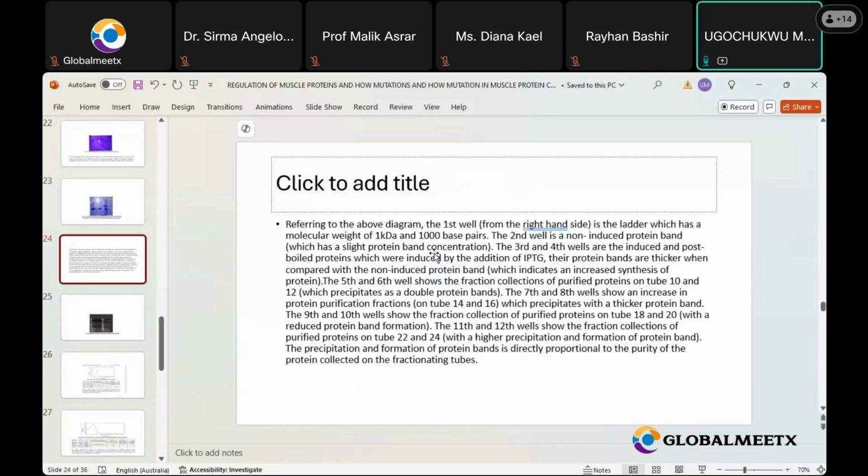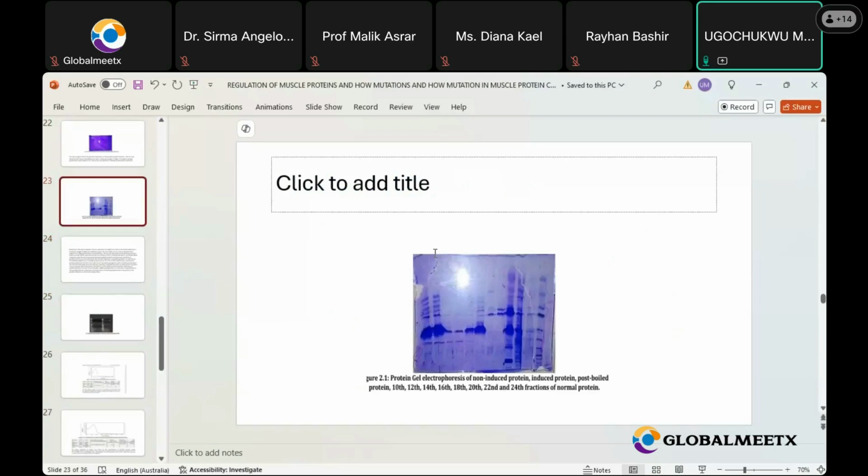The fifth and sixth wells show the fraction collection of purified protein on tubes 10 and 12, which precipitate as a double protein band, as shown on the gel electrophoresis well.